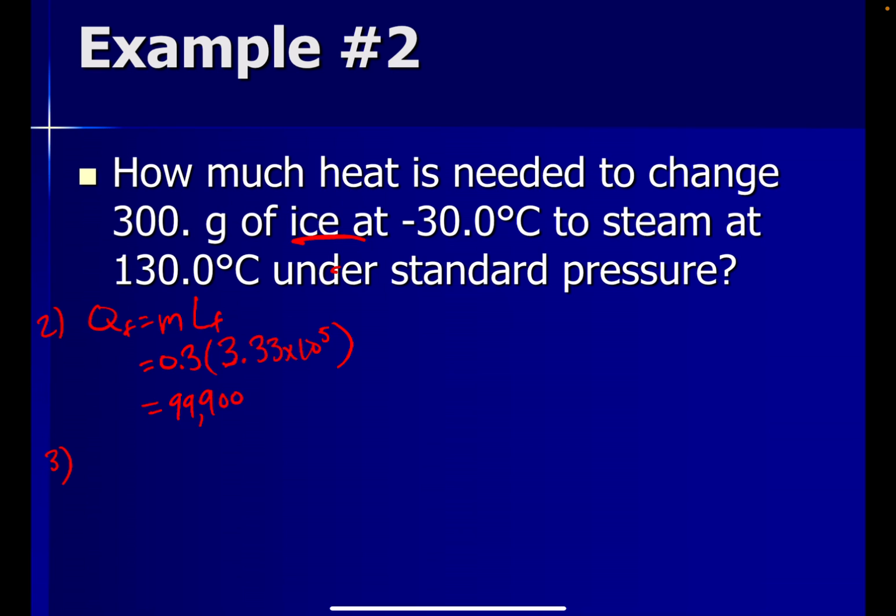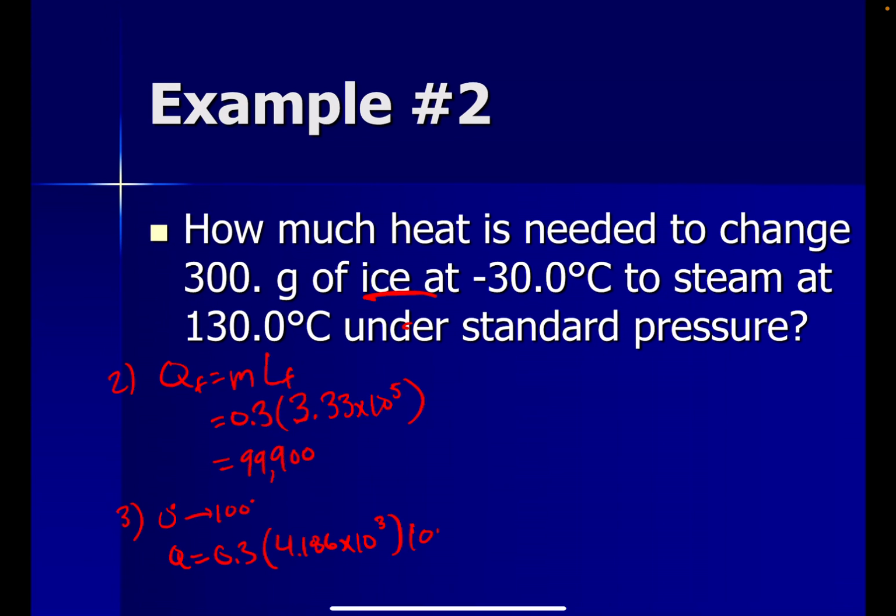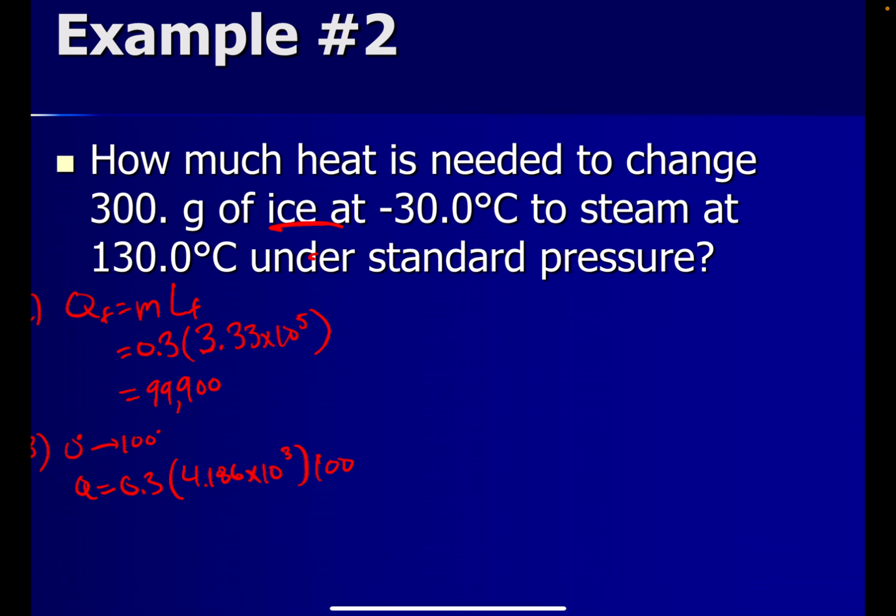We can do part 3. Part 3 is going from 0 degrees to 100 degrees. So Q is equal to 0.3 times, now we're at water. We melted, so we need the specific heat of water, and then we need the change in temperature. We're going from 0 to 100, so that's a 100 degree increase. So 0.3 times 4186 times 100, and you should get Q equals 125,580.